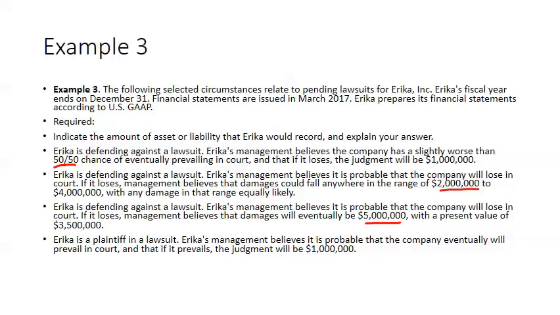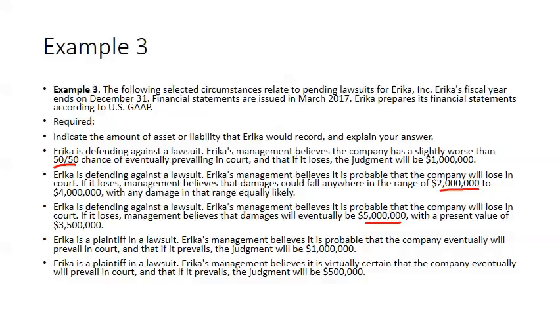Erica is a plaintiff in a lawsuit. Management believes that it's probable the company eventually will prevail in court, and that if it prevails, the judgment will be $1 million. Okay, winning the lawsuit means that this is a gain contingency, and gain contingencies are not disclosed. Now, if it's really highly likely that they will get that $1 million, you could put that in a note. Again, only if it's highly likely would you put that in a note.